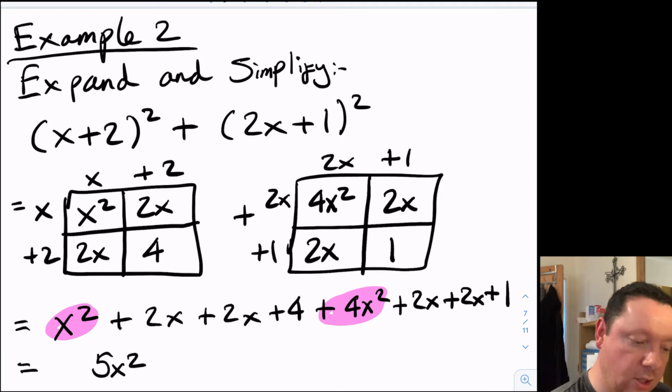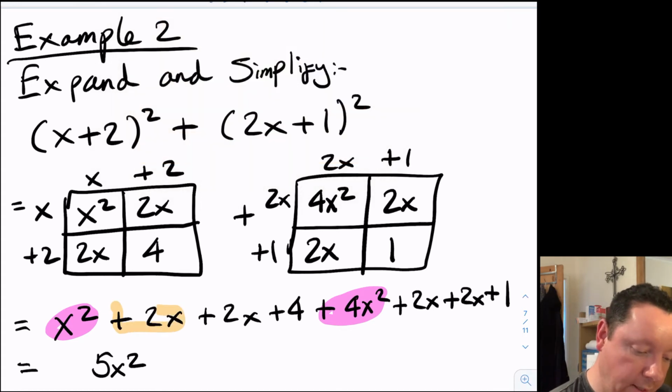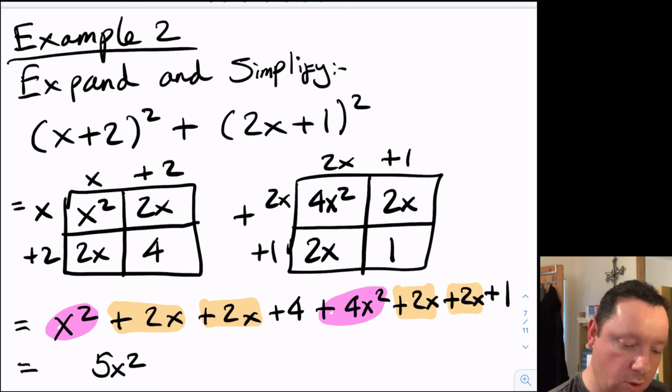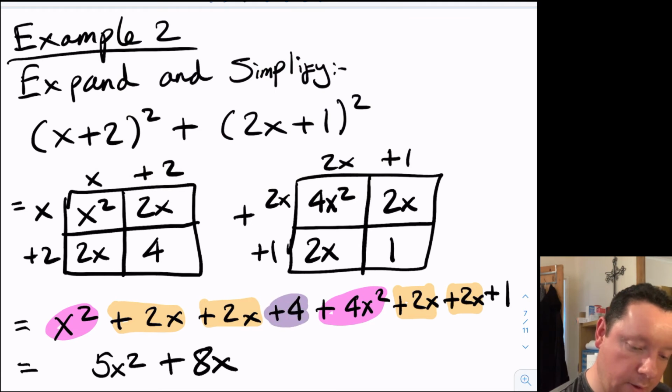And now go back to the start. Maybe even pick a different colour for my highlighter. I've got 2x, so I'm looking for things that have just got x, plus another 2x. 4 doesn't count, so the next one is plus another 2x. And then the next one after that's plus another 2x. 2, 4, 6, 8. I've got 8x in total, so add 8x. And then the last terms are the ones that are not highlighted yet. I've got plus 4 and a plus 1. So I've got 4 plus 1 is 5, plus 5, and I'm finished.